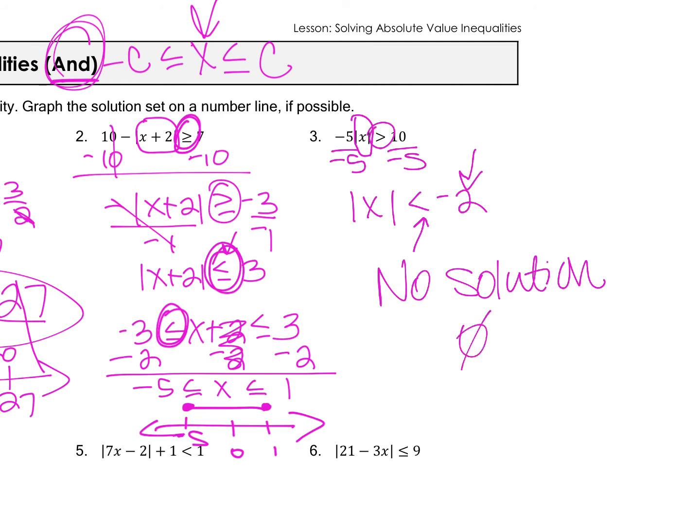You can use the symbol. So pay attention once you've isolated the absolute value, if it's negative over there, make sure you're checking to see if that's possible.